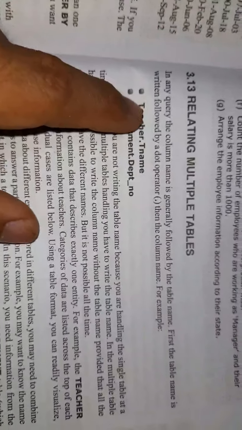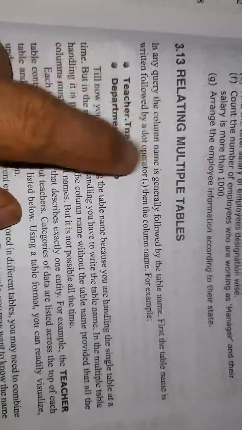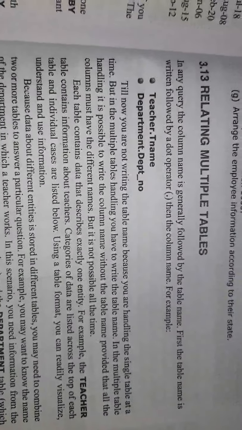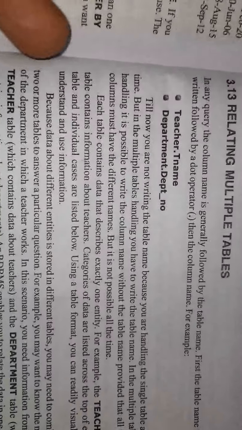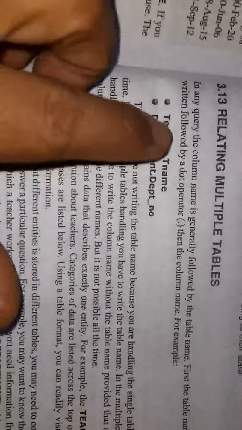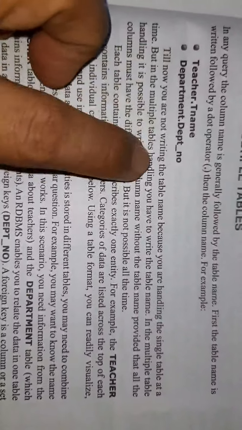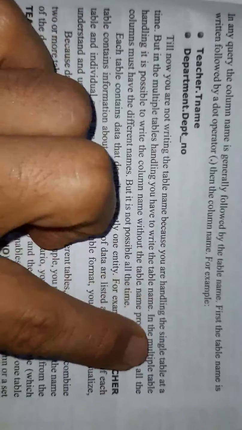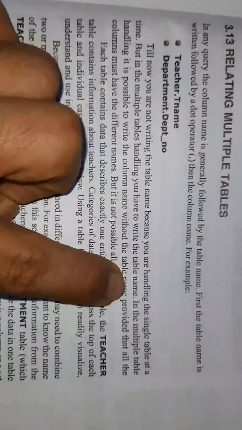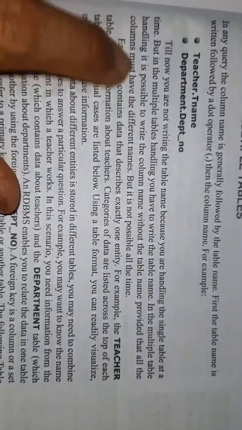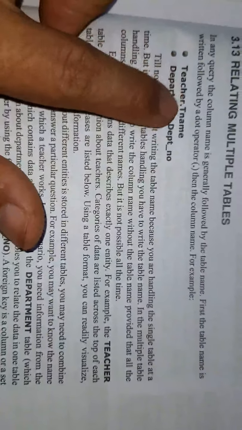So this is the table name, and this is the column which is associated with the table. Like you use the dot operator with the object and the member function, right? That associates the member function with that object. Similarly here also. In multiple table handling, it is possible to write the column name without the table name, provided that all the column names are different, but that is not possible all the time. So to make it possible, we use these dot operators.